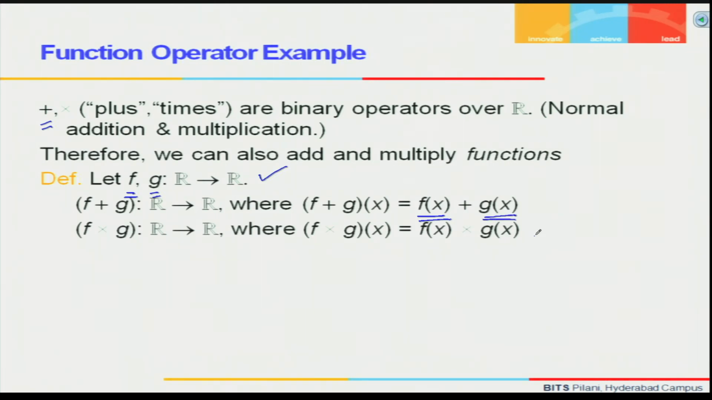Similarly f cross g, this you are able to do because this plus is a binary operator on the set of real numbers. Whenever you have got a binary operator on the real numbers, that binary operator can be well applied to the set of all functions that are running from R to R.